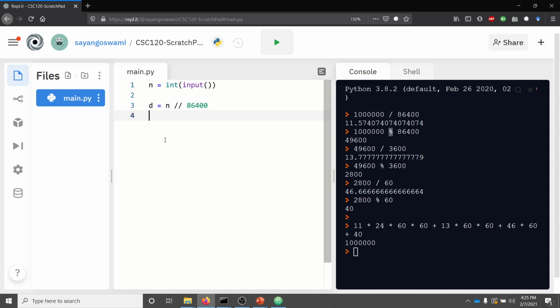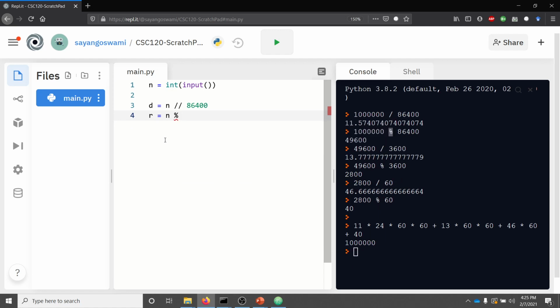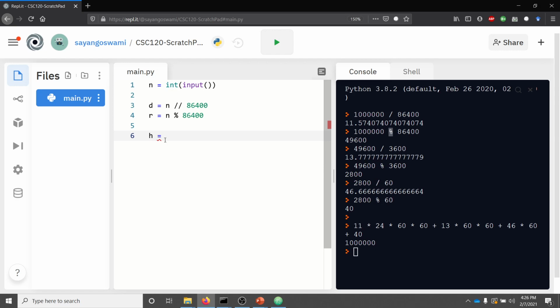And then the remainder, r equals n modulo 86,400. Okay, so we have got the number of days and the number of remaining seconds. Now with the number of remaining seconds, we find the number of hours, right? How do you do that? H, let's say hours, equals R, which is the remainder that we just got, divided by 3600, which is 60 times 60, right? That's 3600. So that will give us the number of hours.